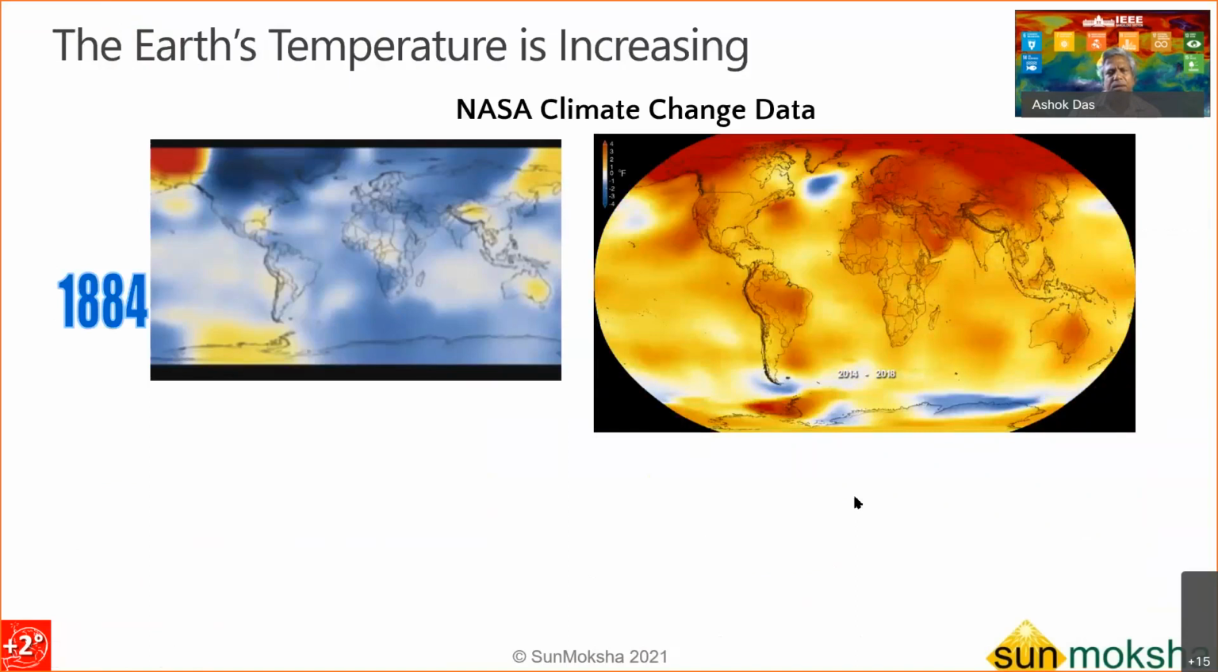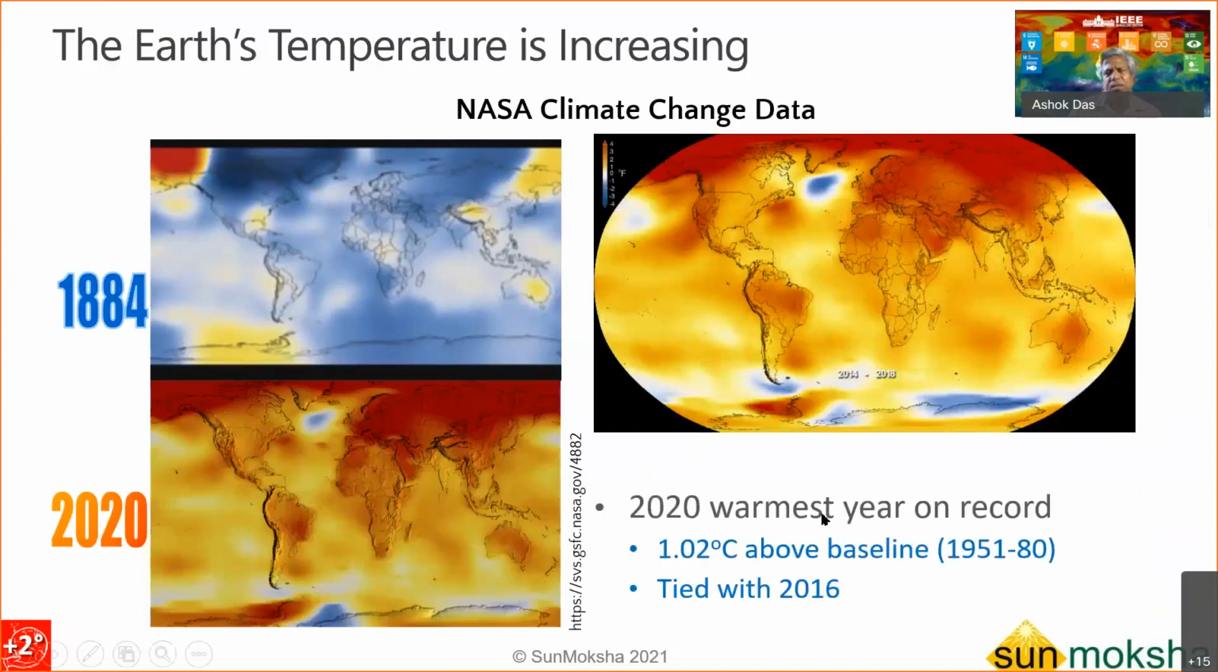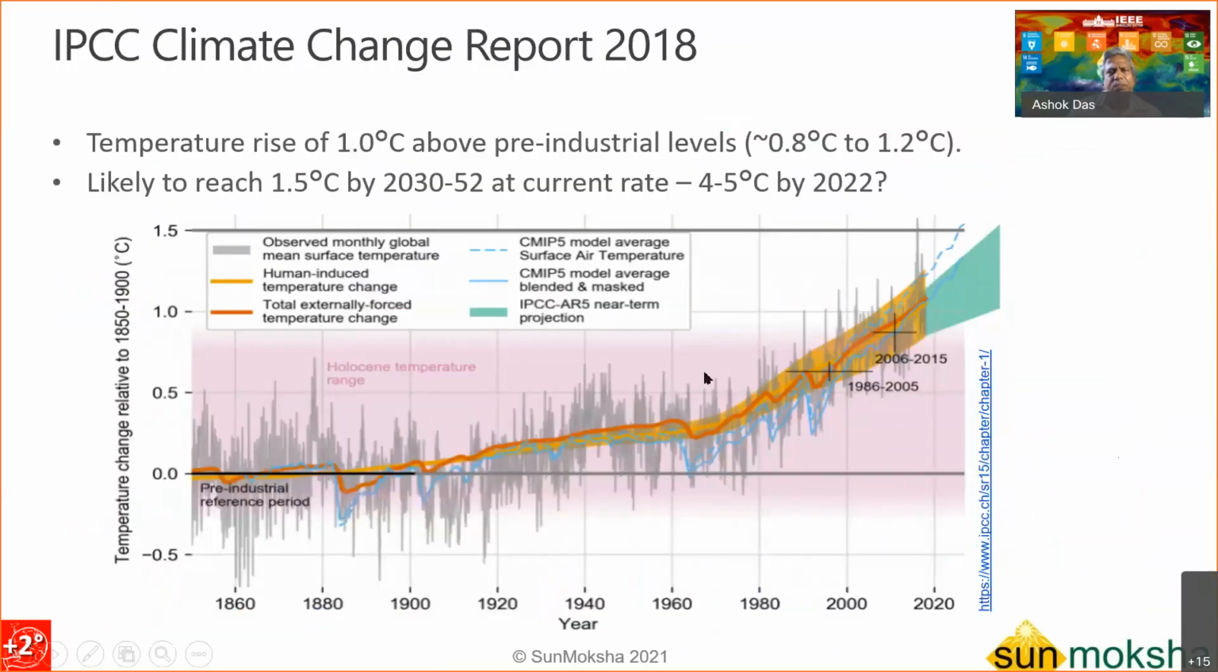And eventually, this is the current year, and 2020 is the warmest year on record. It has almost reached about 1 degree above the baseline that we are all trying to strive to be within the +2. By the way, this year also tied with 2016. So 2016 and 2020 were almost similar temperatures. IPCC has also continued to record this, and they report that the rise is 1 degree centigrade so far from the pre-industrial levels.